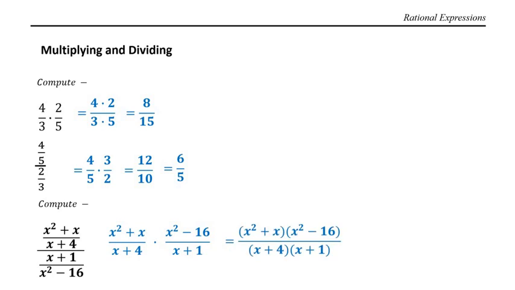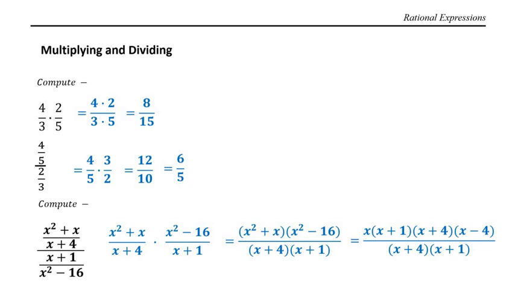And now when you do that, we would have x squared plus x times x squared minus 16, which is over x plus 4 times x plus 1. And now we can't stop there because we have more that we can factor. We can factor in the numerator our x squared plus x as well as our x squared minus 16. And so if we did that, we would have x times x plus 1 times x plus 4 times x minus 4. And that is all over x plus 4 times x plus 1.